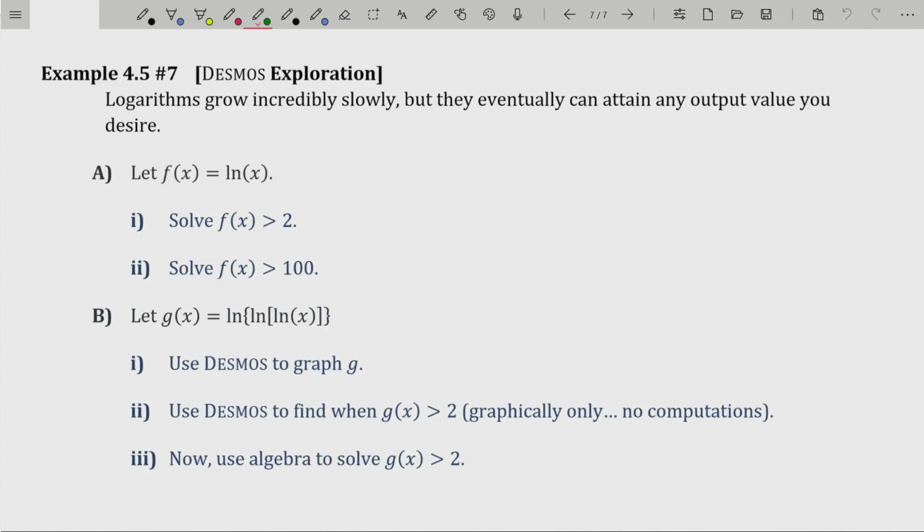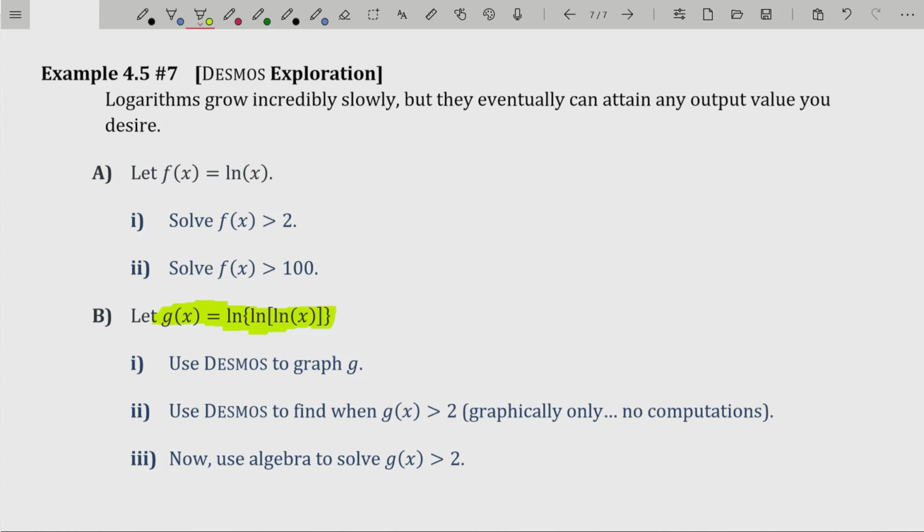Now, this last example is really an exploration so we can see something that I demonstrate within calculus. In fact, in Calc 1, my students just did this style of problem. So let's take a look at this. Logarithms are very, very slow growing, but they'll eventually attain any level output that you desire. So if you want the logarithm to eventually hit a height of 1,000, it will get there eventually, but it takes a long time.